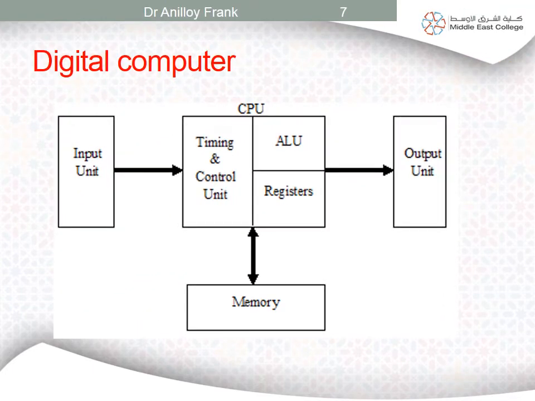The figure shows the block diagram of the digital computer. The main part is the CPU, which consists of the ALU, the arithmetic logic unit, the registers, and the timing and control unit. The other blocks are the memory, the input devices and the output devices.